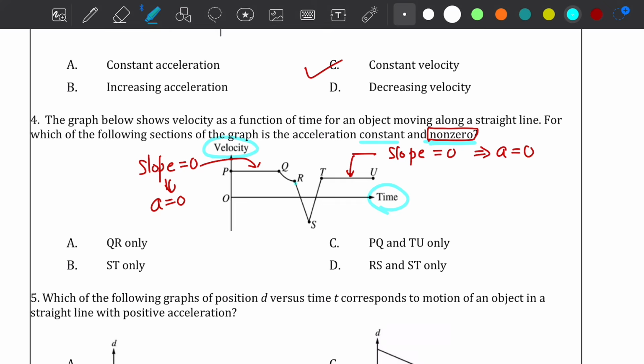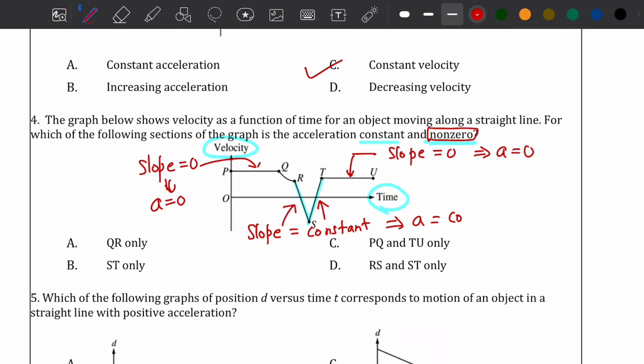Let's look at RS and TS. They are straight lines, but they are not horizontal. So their slopes are constant for both of them. They have constant slope, which means that acceleration is constant and also it's not equal to 0. So that means RS and TS, or RS and ST, that's our answer for this problem.